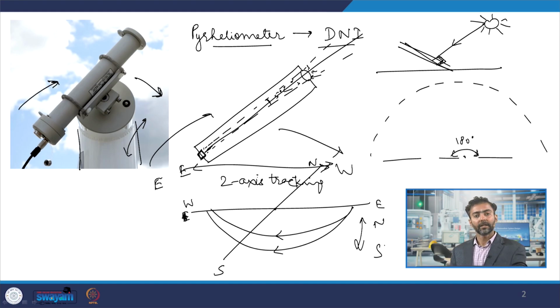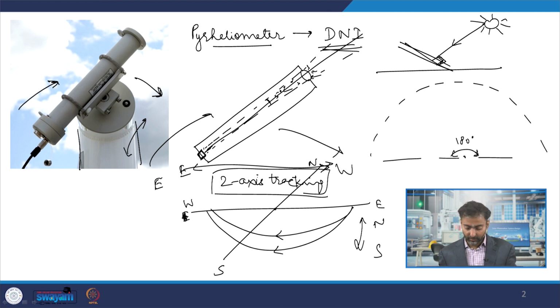Basically, the east to west arches which the sun traces in the sky, they become more northward towards June, and they become more southward as we go towards December. So that same principle is used for the pyrheliometer, and dual axis tracking is there, through which we can measure the DNI across a day and then across the year. So this is the pyrheliometer.